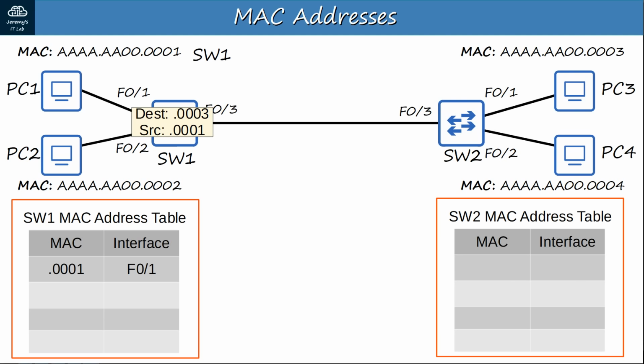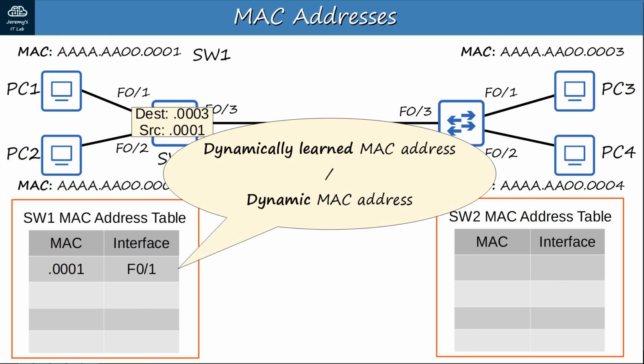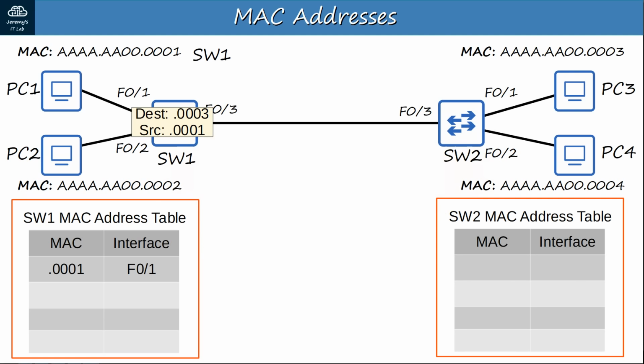Switch 1 learns PC1's MAC address from the source address field of the frame, and associates it with the interface on which it was received, F01. I'll just say once more, I'm only writing a short version of the MAC address due to the lack of space here. Really, the frame and the MAC address table would include the whole MAC address, of course. Once again, a MAC address learned in this way is called a dynamically learned MAC address, or more often, a dynamic MAC address. Now, Switch 1 has learned that PC1 can be reached via its F01 interface, but it still doesn't know where PC3 is.